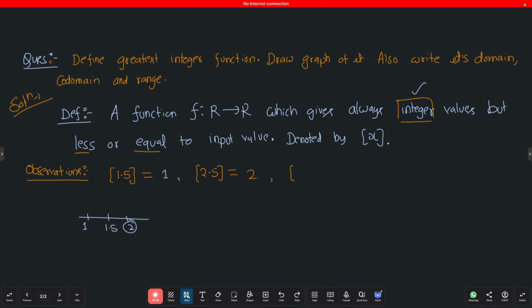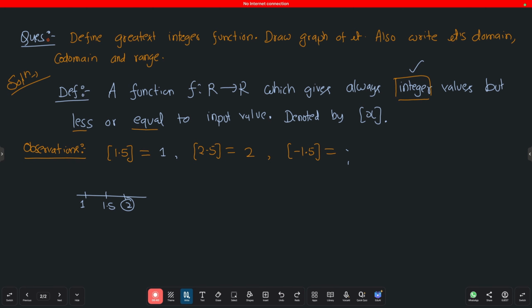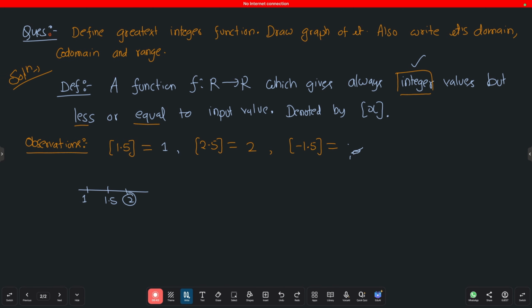Now if I ask you what is -1.5? -1? -1 is not greater than... if you are writing -1, it means you are saying this -1 is greater than input value, but greater than is not allowed. Which is greater number, -1 or -1.5? -1. So -1 is not allowed. It means this time answer is -2.